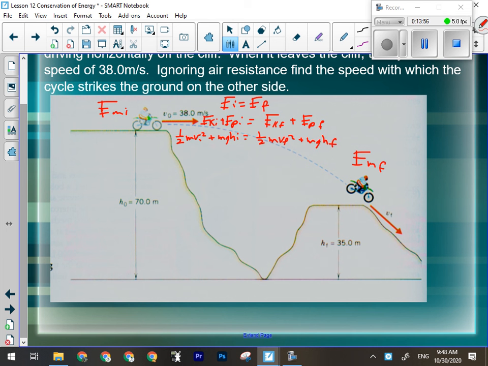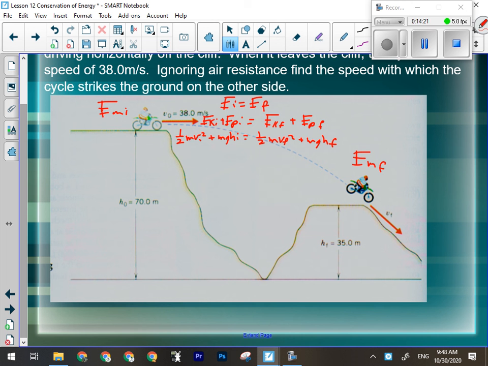Are any of these energy forms zero in this question? I have kinetic energy here at the beginning. I have potential energy here at the beginning. I'm not at the bottom, so I would definitely have kinetic. And I'm not at the bottom, so I definitely have potential. Everybody okay with that?